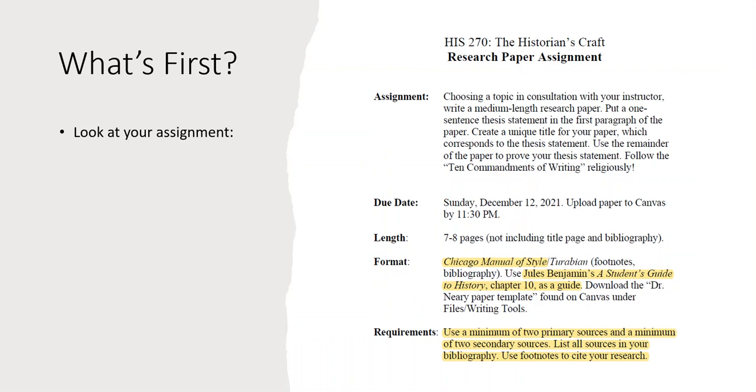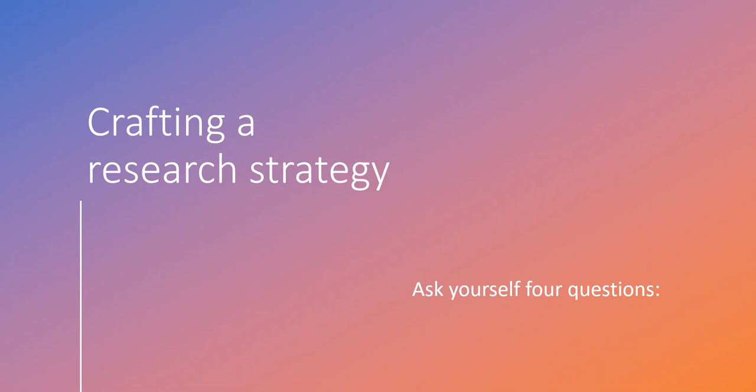So the first thing we always should do is look very closely at your assignment. And in this case, Professor Neary requires that you use 2 primary sources and 2 secondary sources at least. You're also going to be using Chicago or Turabian, and in particular, Jules Benjamin's Student Guide to History, Chapter 10, for a guide to how to create and format your paper.